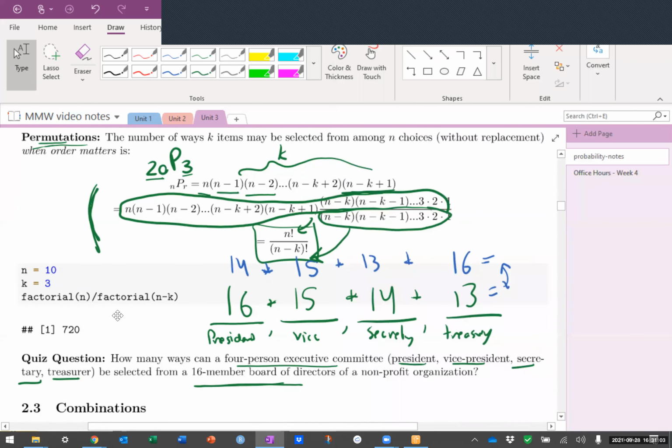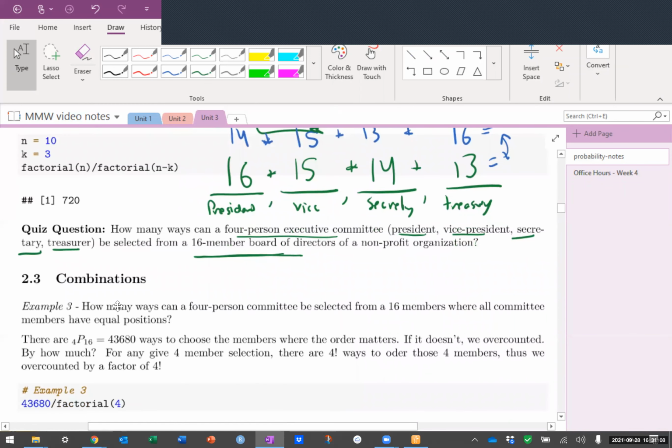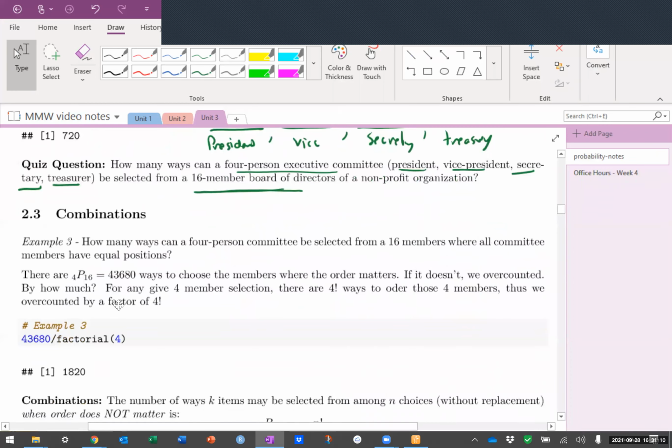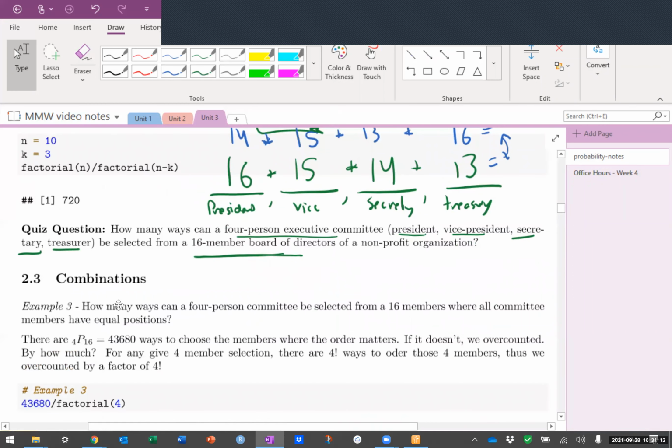So what's the difference between a permutation and a combination? Well, if I'm picking where I don't care about the position, I've got a 16-person committee or 16-person board, and I just want to pick 4 people. Order doesn't matter. I don't care if there's a president, vice president, secretary, or treasurer. I just want a group of 4 people.